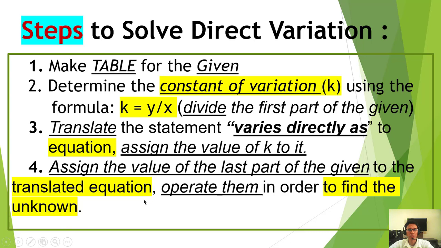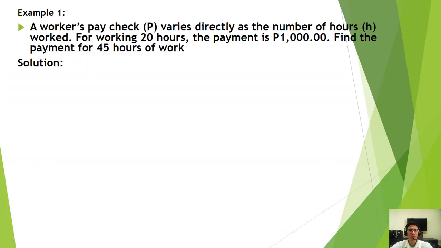I'm excited to go now to our examples. Example number 1. A worker's paycheck P varies directly as the number of hours H worked. For working 20 hours, the payment is 1,000. Find the payment for 45 hours of work.